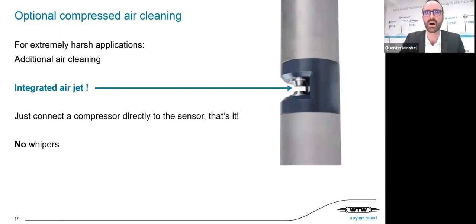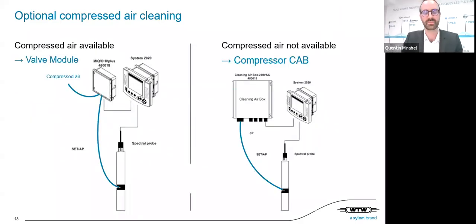If you have what we can call a harsh application, we do have some additional accessories allowing you to inject some air from an external air supplier, in order to clean more thoroughly the sensor and the measuring part. So basically, how it will work: if you have compressed air available in your wastewater treatment plants, you will just have to connect it to a specific module. Like, for example, this one, okay? And the specific module will have a specific inlet for connecting your air, okay?